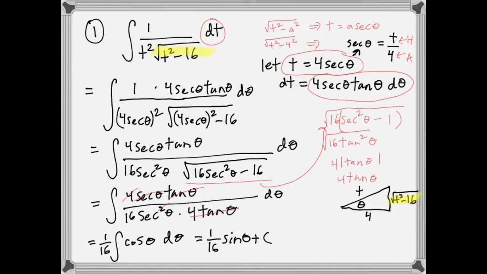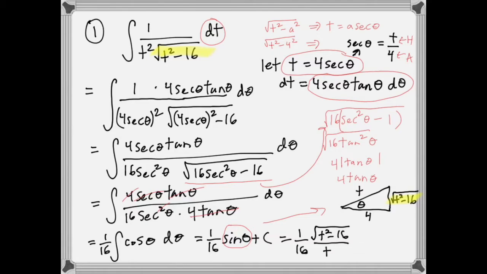Well, now we know what sine of theta is, right? What is sine? Sine of theta is going to be opposite over hypotenuse in that triangle. So if you look at the triangle, you just write down its opposite over hypotenuse, and this becomes my answer. The opposite is square root of t squared minus 16, and the hypotenuse is t.